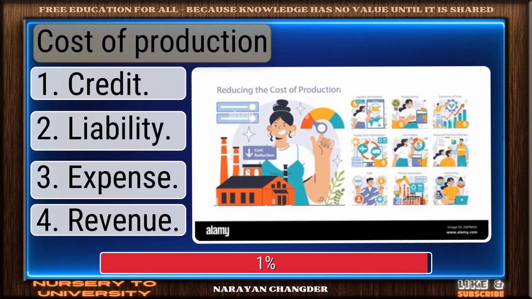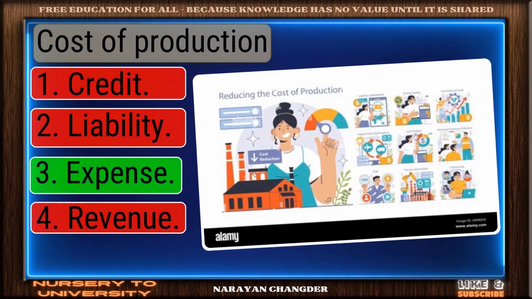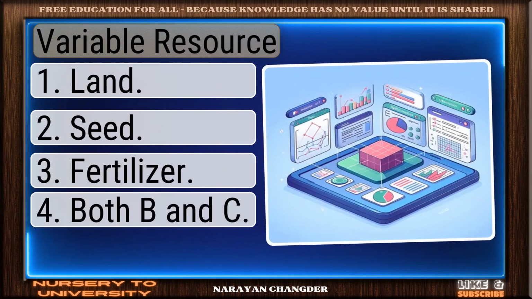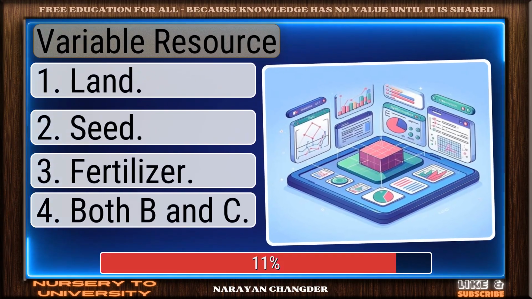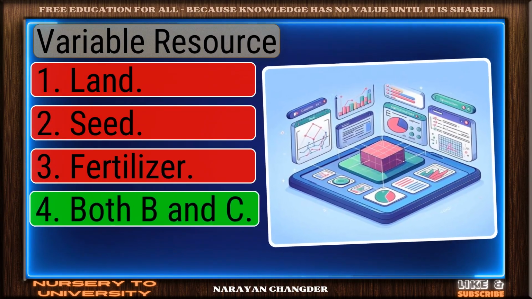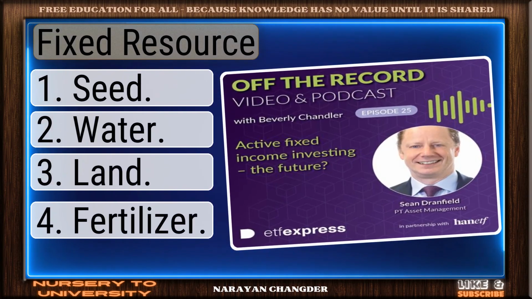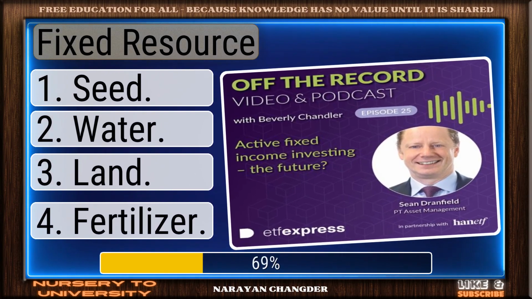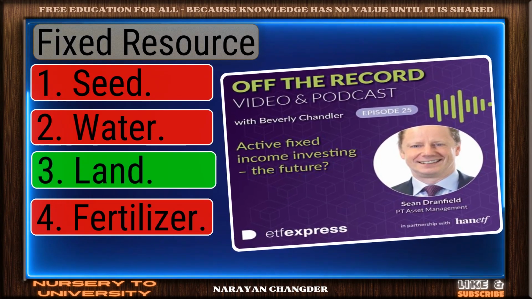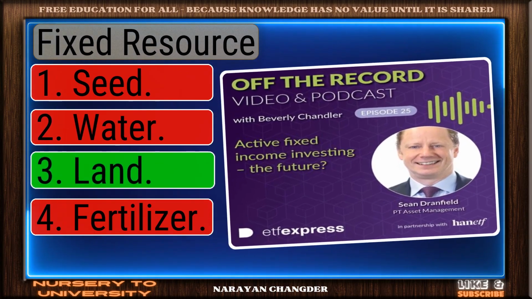Cost of production. You chose expense, and it is correct. Variable resource. On track. Both B and C is the correct answer. Fixed resource. Nice selection. Land is the correct and valid answer.